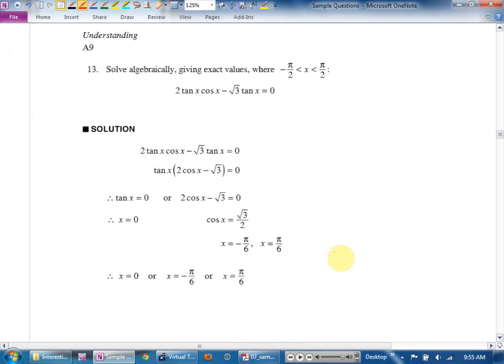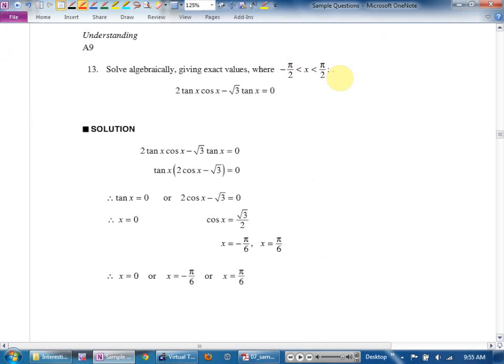Solve algebraically. Here's a domain change. How do you do a domain change? You don't. Instead, you solve it as is. So tan x equals 0. That's where x equals 0.